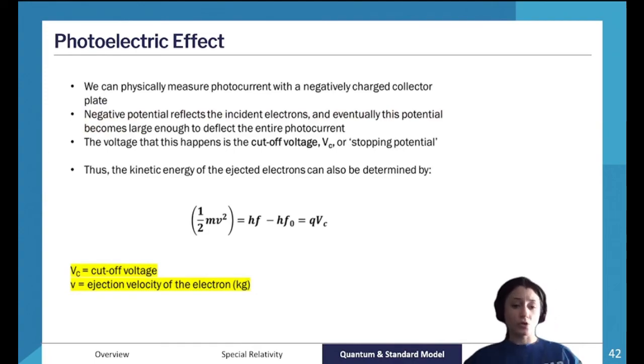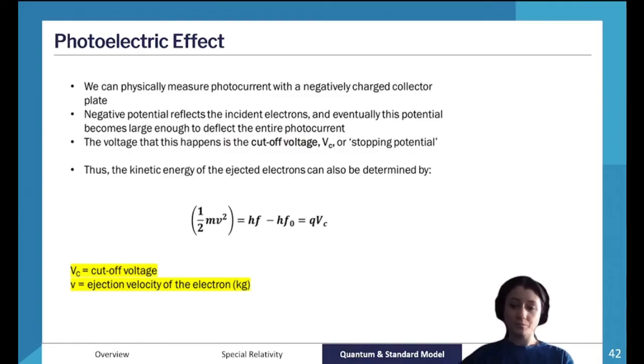Now let's get on to the stopping potential, or the stopping voltage. What happens here is if we reverse the direction of the potential, we have a negative potential, then the negative potential will push the electrons the other way. Eventually this will become large enough to deflect the entire photocurrent, so you won't have any electrons at all.